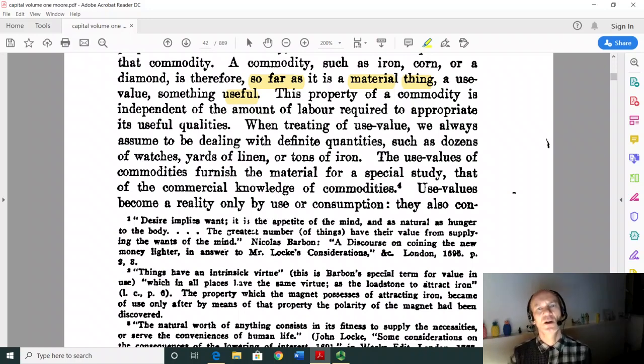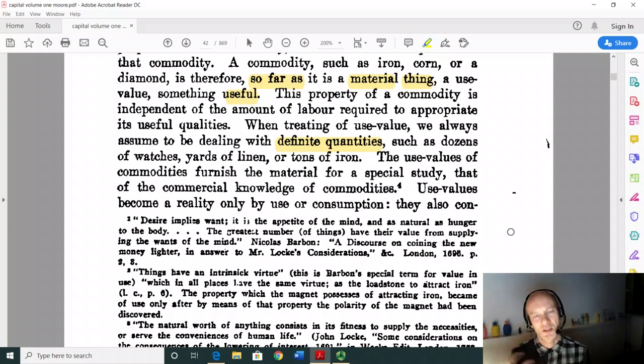So when treating of use value, so when discussing use value, we always assume to be dealing with definite quantities, such as dozens of watches, yards of linen or tons of iron. Use values of commodities furnish the material for a special study, that of the commercial knowledge of commodities. Use values become a reality only by use or consumption. So something only becomes a use value.